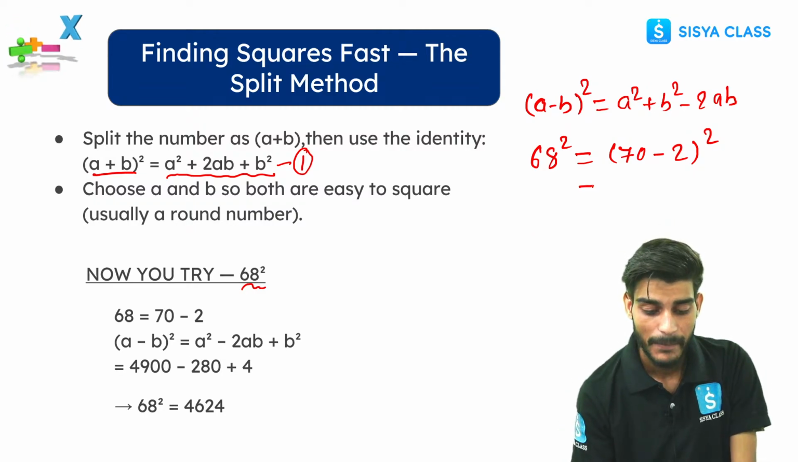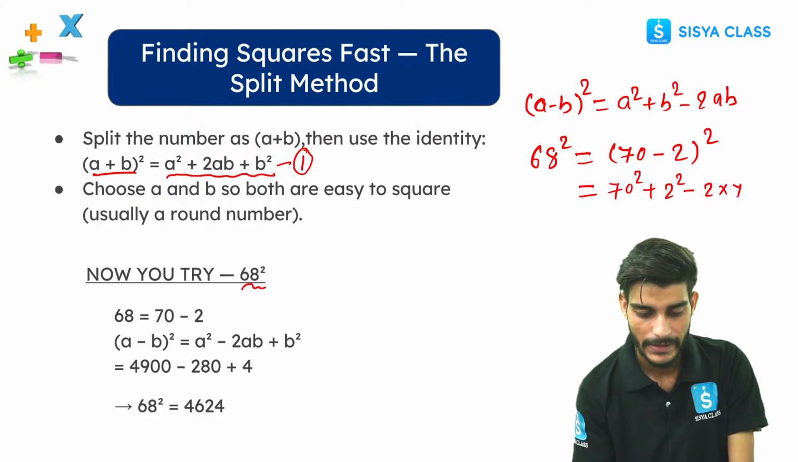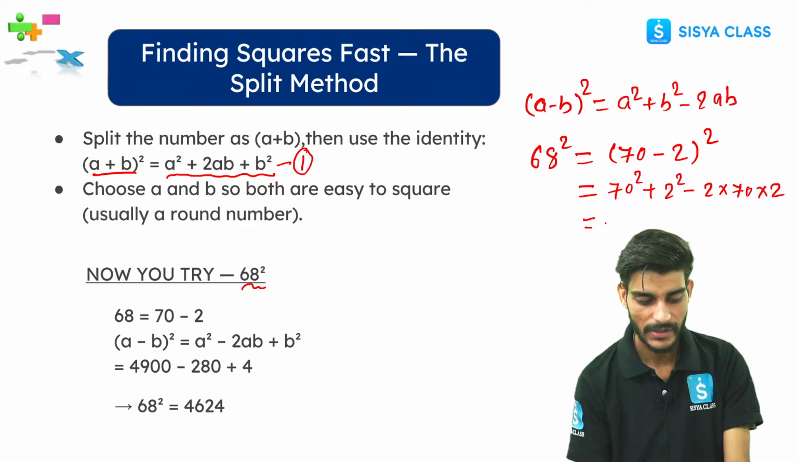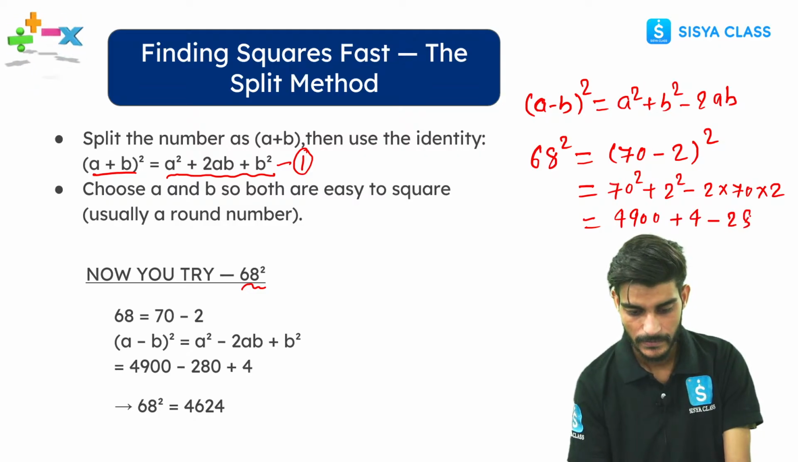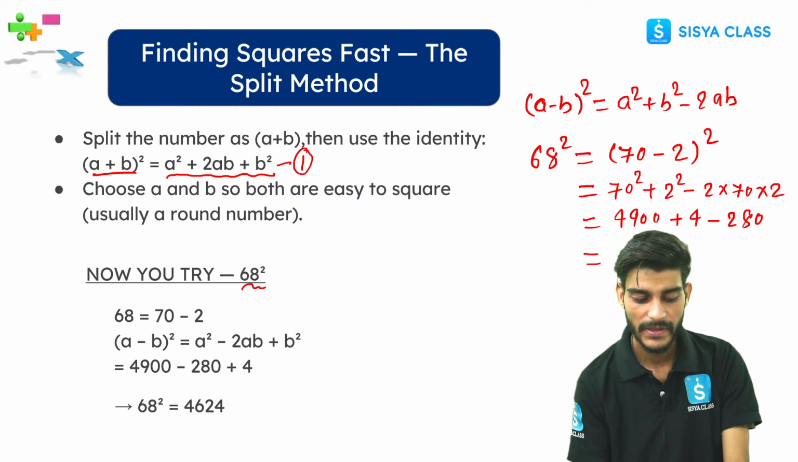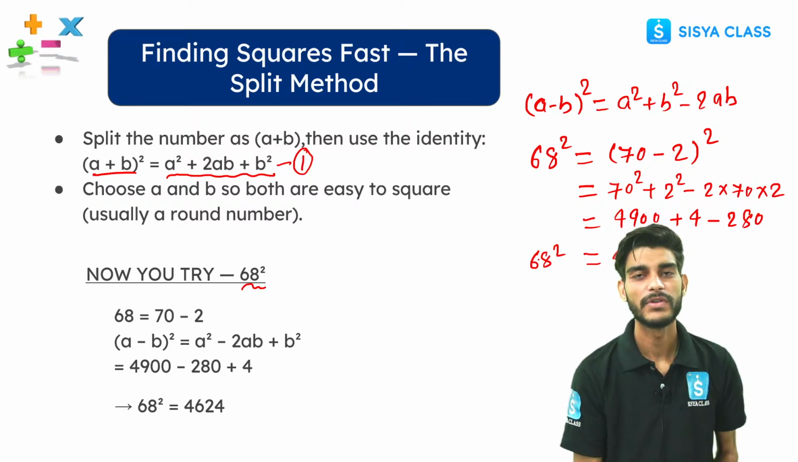So I'll apply this formula here, a square plus b square minus 2ab. So this is 70 square plus 2 square minus 2 into 70 into 2. Clear? So this will be 4900 plus 4 minus 280. If you solve this, you will get 4624. So the square of 68 is 4624.